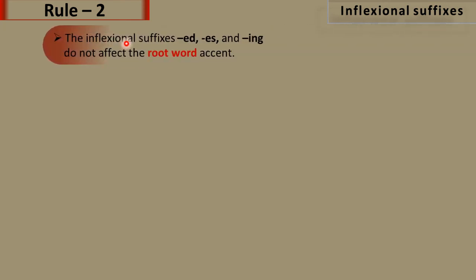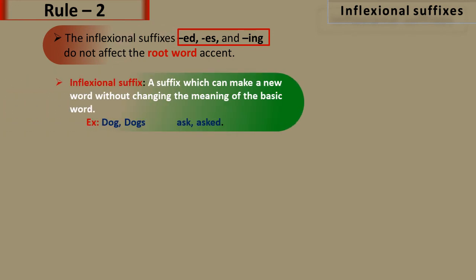The inflectional suffixes ed, es and ing don't affect the root word accent. What are inflectional suffixes? The inflectional suffixes are ed, es and ing. So these are inflectional suffixes. What is the meaning of inflectional suffixes? Let us have a look. An inflectional suffix is a suffix which can make a new word without changing the meaning of the basic word.